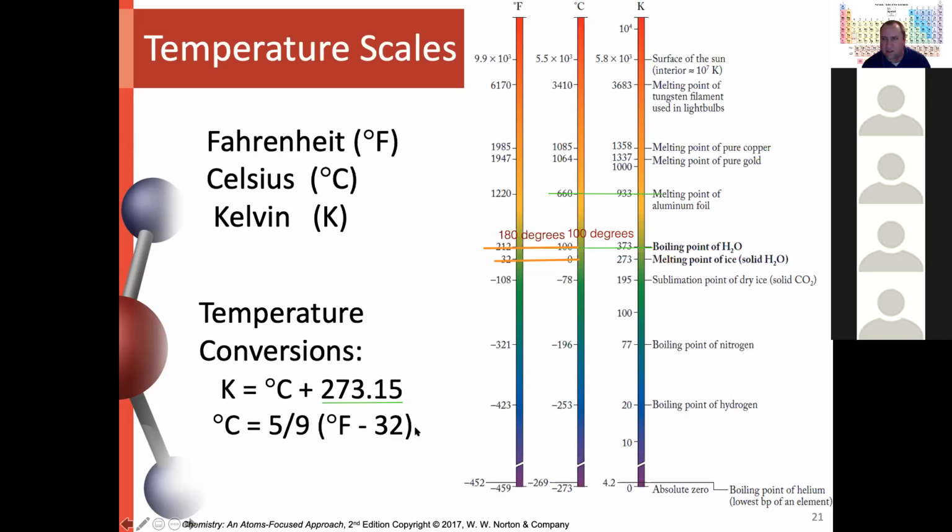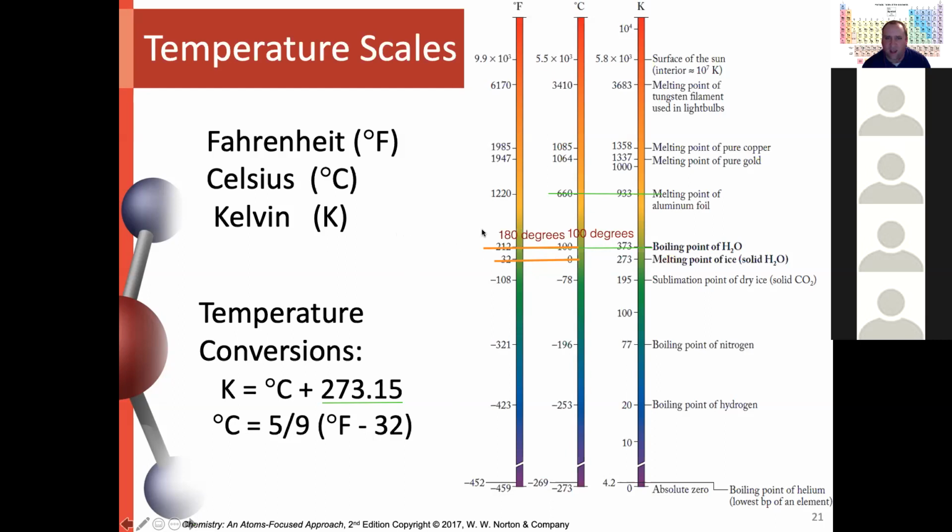And so this is a little bit harder of a conversion to make. If we want Celsius, we have to take the Fahrenheit temperature, subtract 32 to account for that 32-degree correction, and then multiply it by 5/9. Now, why 5/9? Well, 5/9 is the manifestation of this ratio between Celsius and Fahrenheit.